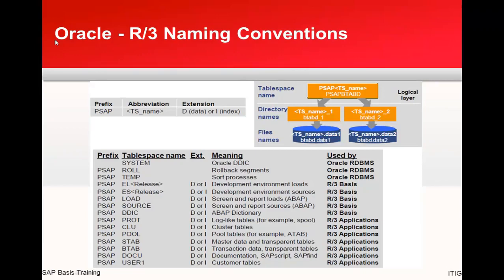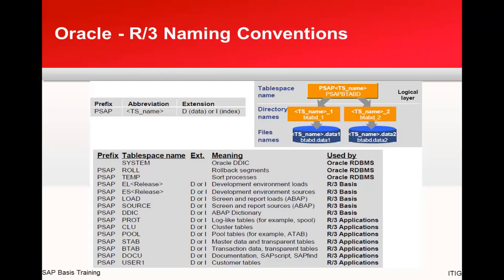This is about the naming conventions. In this slide, what you are seeing is the table space names and the naming convention for them. Basically you have a prefix which is PSAP, an abbreviation which is the table space name, and an extension that is D or I depending on whether it is a data file or an index file.